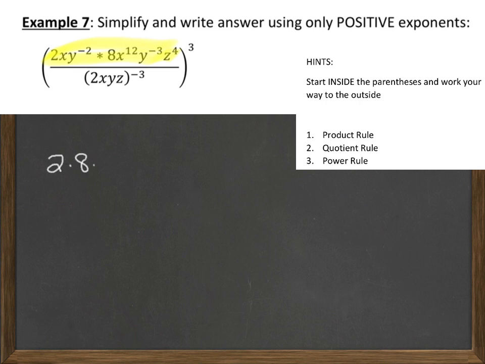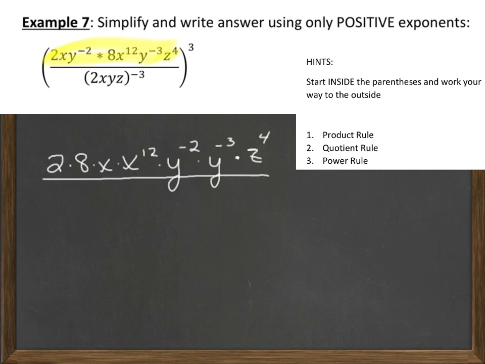So we have 2 times 8 times x to the 12th power times y to the negative 2nd power times y to the negative 3rd power times z to the 4th power. I believe I got everything. Then in our denominator, all this is going to be raised to the 3rd power. So I rearranged the furniture in the numerator. I wonder if I could do anything in the denominator as well. Since they're independent, they're separated, right? What do I need to do in the denominator? Well, in the denominator, I need to distribute that negative 3.